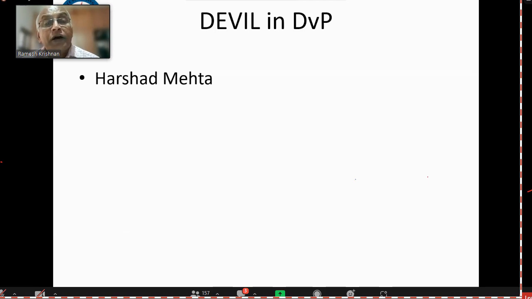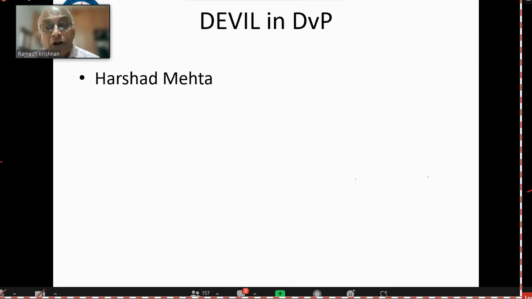Okay, now the delivery versus payment, why it is important for a bond trader like us, or from a BFM perspective, what was not there earlier. Delivery versus payment can be seen by this Harshad Mehta scam. Okay, what happened around 1992, 93, 94 and all.